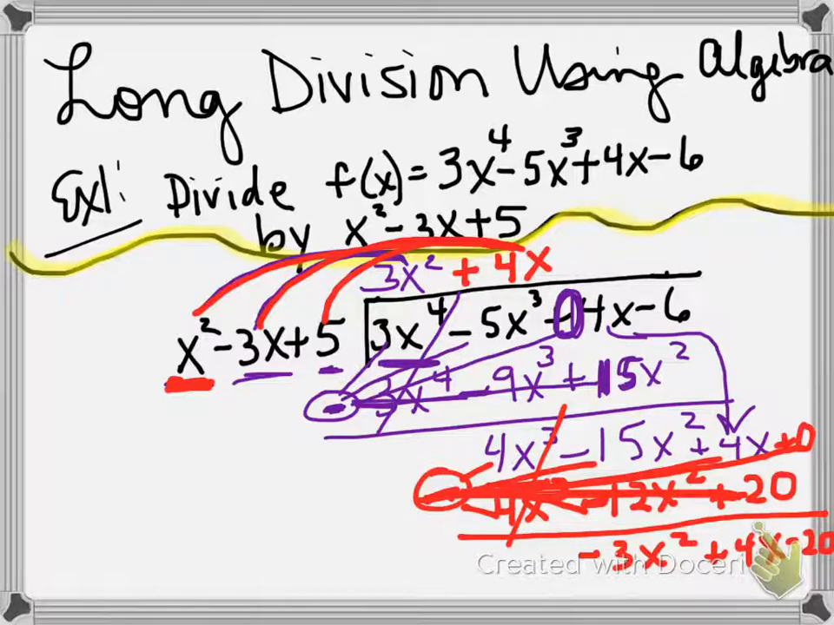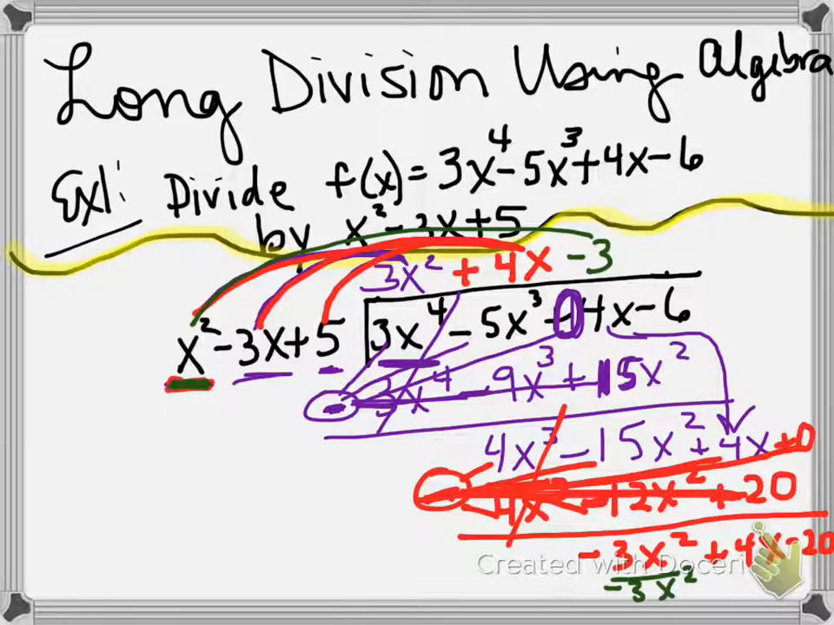Okay, and I'm kind of out of space, but I have another step to do, so I'm going to squeeze at least part of that in here. So now let's go to the next step. I'm going to say x squared times what gives me negative 3x squared? So I multiply by negative 3. Negative 3 times x squared is negative 3x squared.